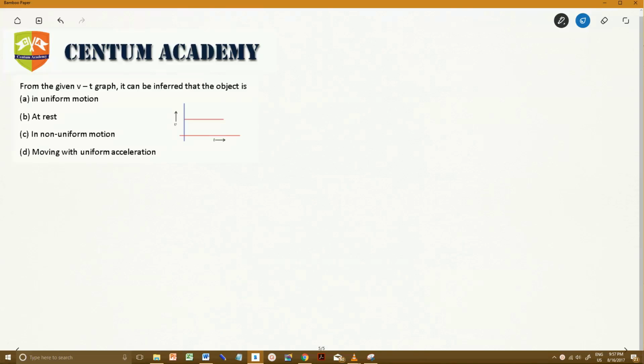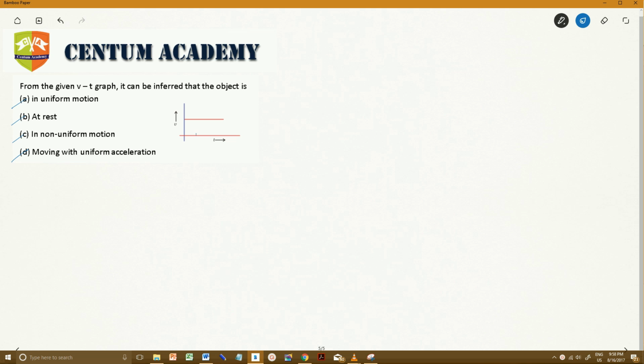Hi. In this question, a VT graph has been given and we have to draw inferences from this VT graph, as in what does this VT graph represent. So there are four options given. One is uniform motion, second is at rest, third is non-uniform motion, and fourth is moving with uniform acceleration. So let's analyze this graph.